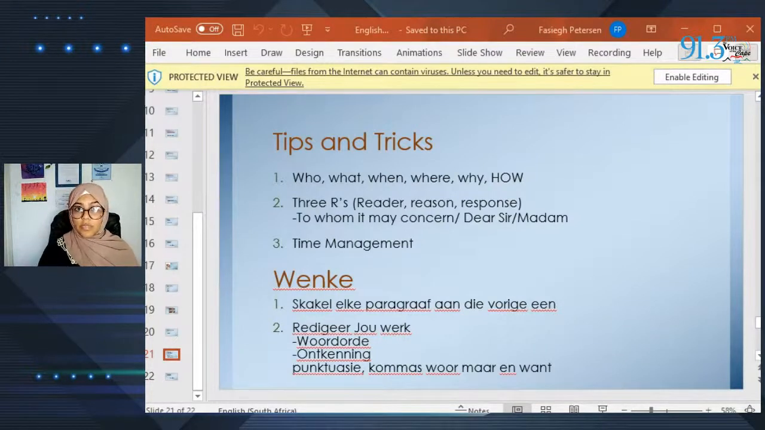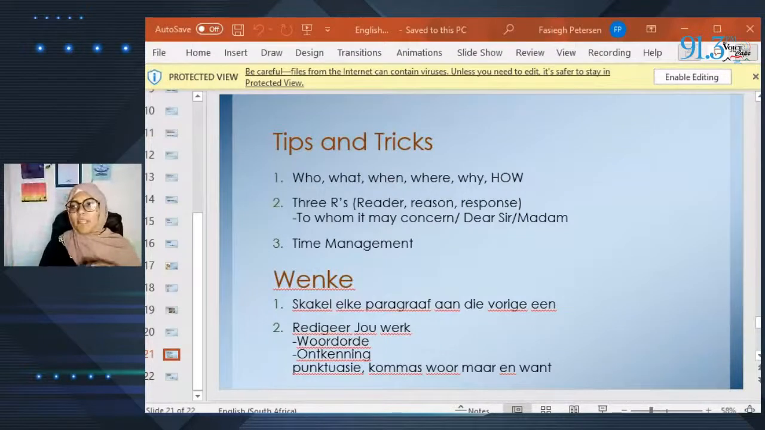So this also applies to English. What I've previously mentioned applies to Afrikaans as well, and what I will speak about in Afrikaans will apply to the English as well. So vir wenke, nommer 1 is skakel elke paragraaf aan die vorige een. So that is in English, they call it a linking sentence. So that is when you end off your paragraph, it needs to almost introduce you to the next topic.